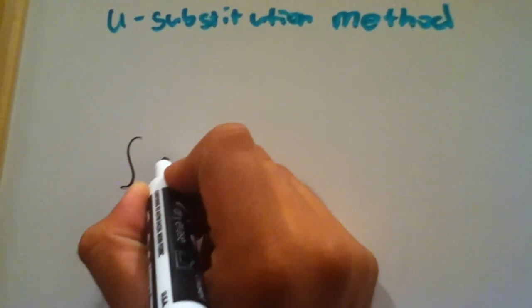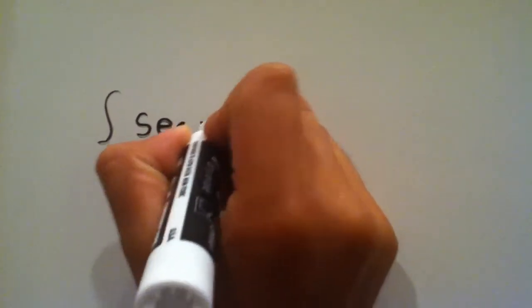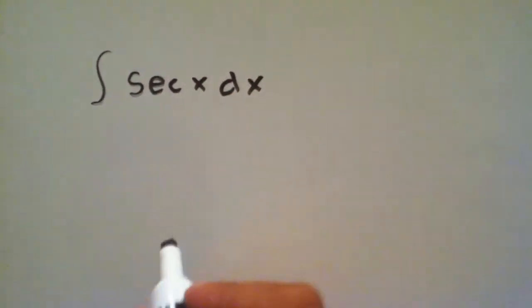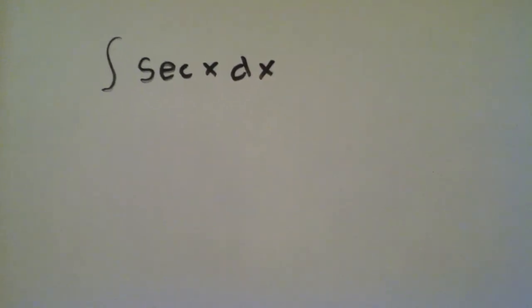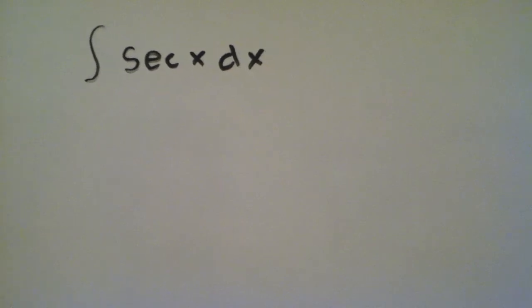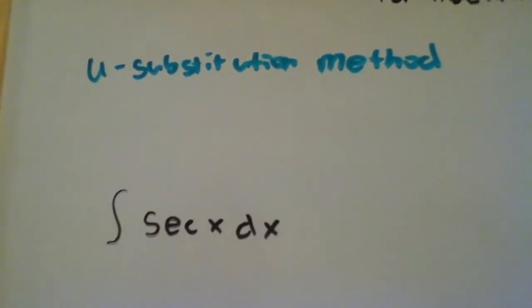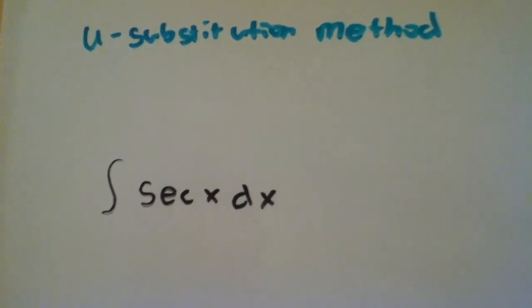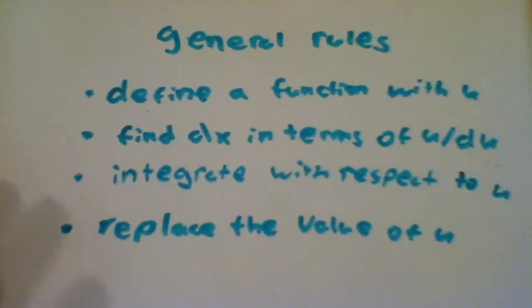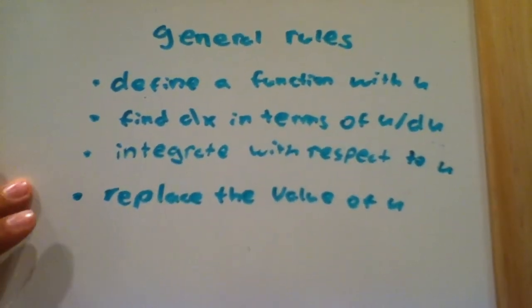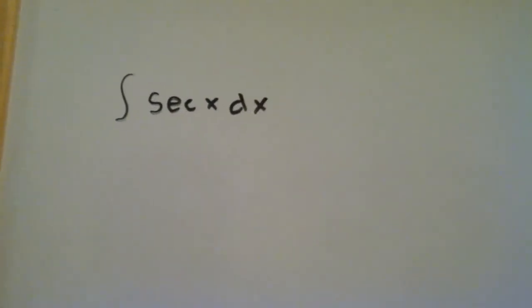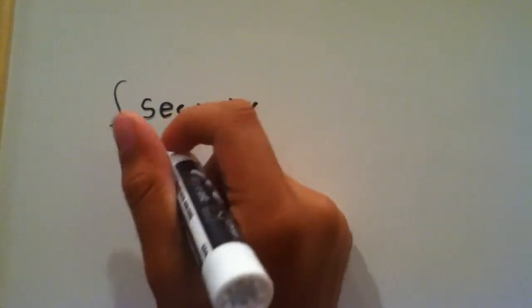take the integral of secant x dx. I had mentioned in my last video that there's no inner-outer function concept here, so you have to see a different way, but we can follow the same general steps: define a function, find dx in terms of u and du, and integrate and replace. So the steps are the same, but in this case your u will be something different.